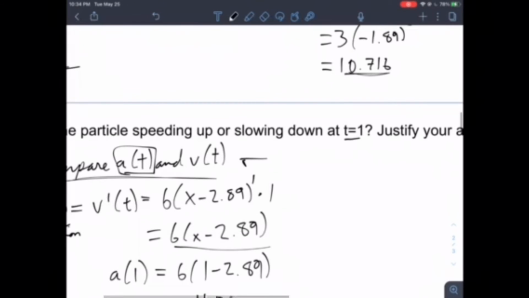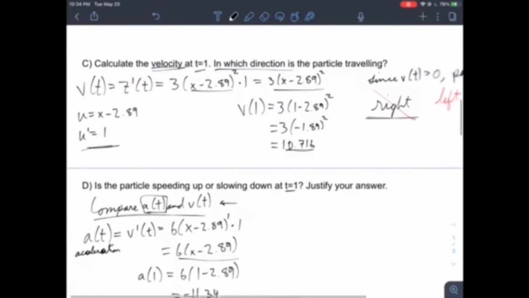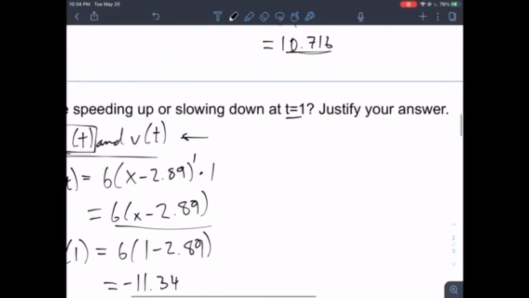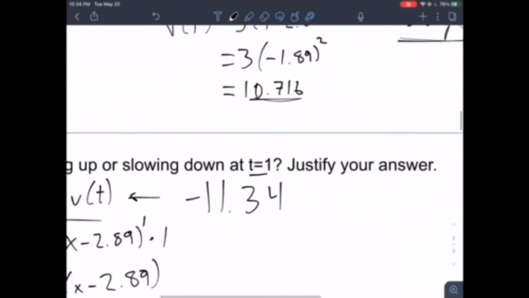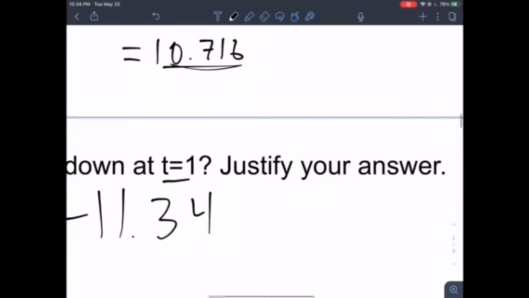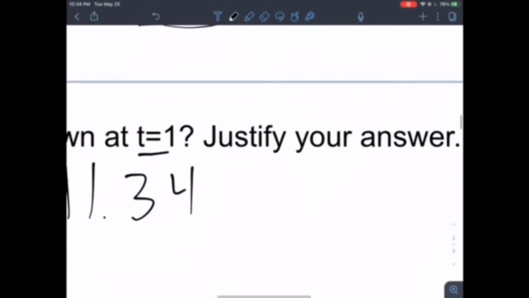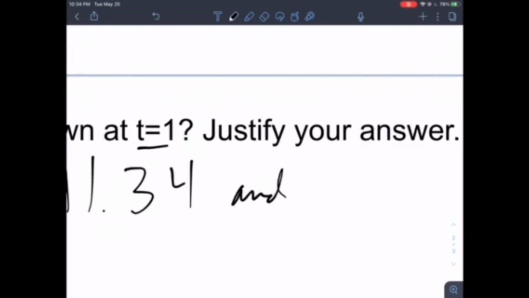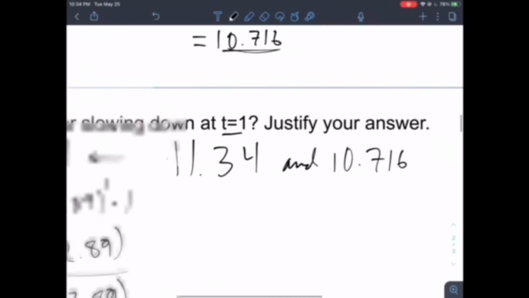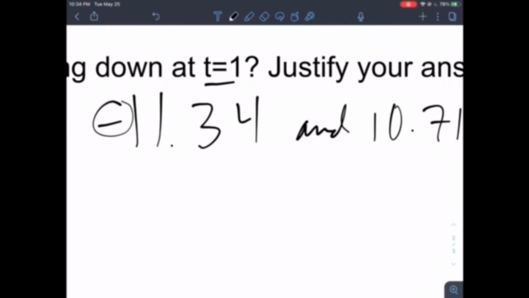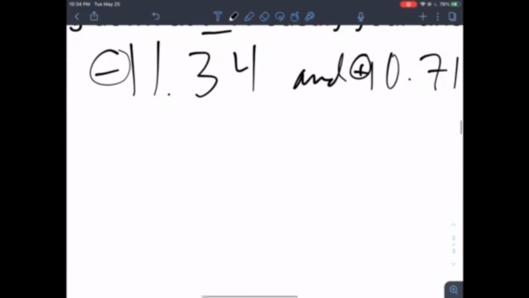So, now let's compare the two. Let's see if they have the same signs. So, negative 11.34 and 10.716. So, this is going to be slowing. These signs are two different signs.